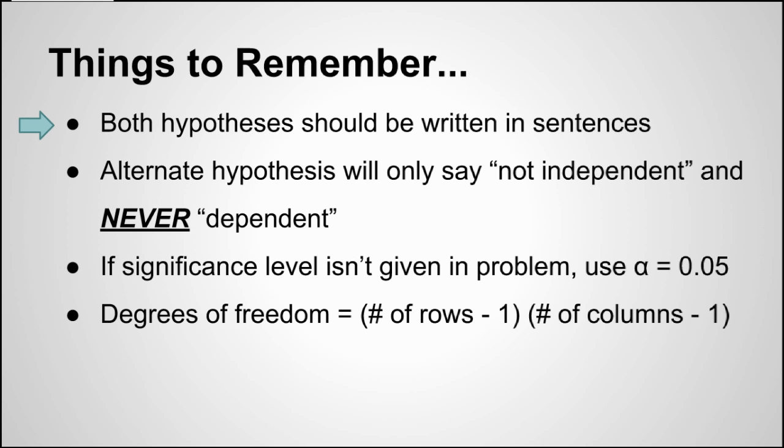All right. Some things to remember are that you want to write both your hypotheses in complete sentences. Your alternate hypothesis will only say that the two variables are not independent, and it will never say that they are dependent. If your significance level isn't given in the problem, make sure to use alpha equals 0.05. Your degrees of freedom is your number of rows minus 1 times the number of columns minus 1.